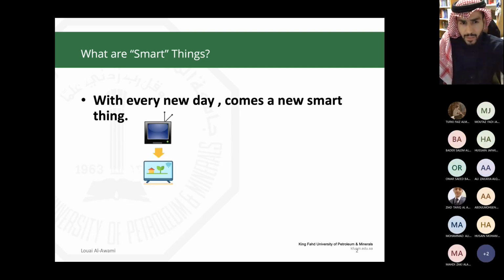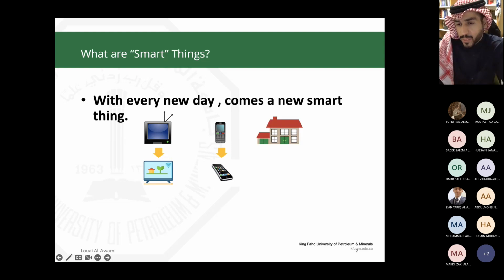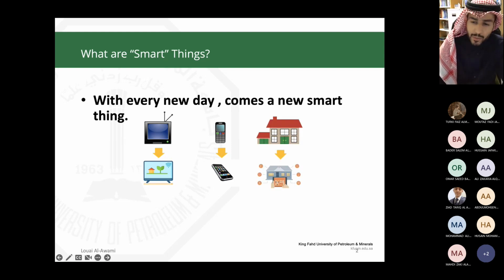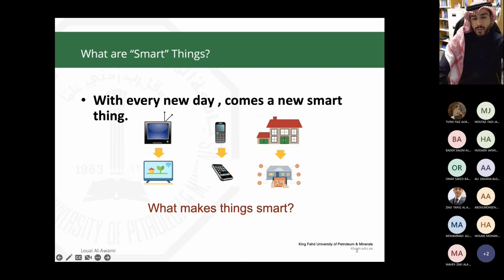So we used to have a TV, now we have a smart TV. And you have a phone, and now you have a smartphone, and of course a home, and now we have a smart home. So whenever the word smart comes, it is in fact an IoT application.